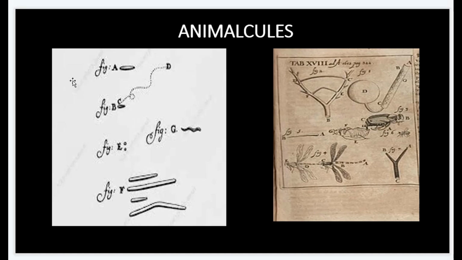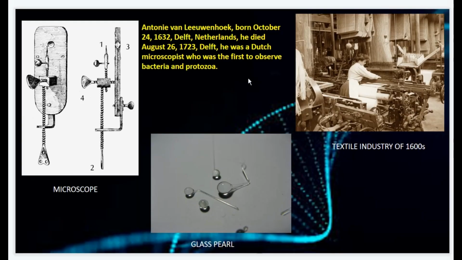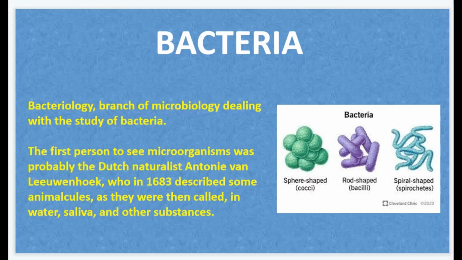Okay, so this is the picture. This is the original picture from his book. He mentioned different kinds of animalcules which he observed under the microscope. He drew and sent this letter to the Royal Society, and that's how bacteria were discovered. Now maybe you have understood why I mentioned here that he was the Dutch microscopist who was the first to observe bacteria and protozoa.